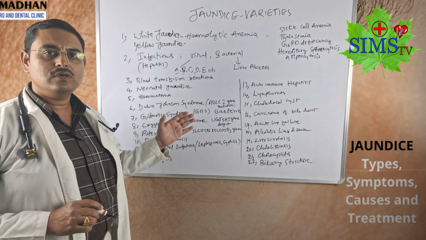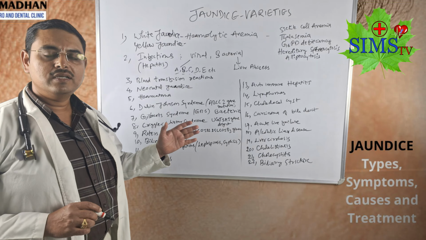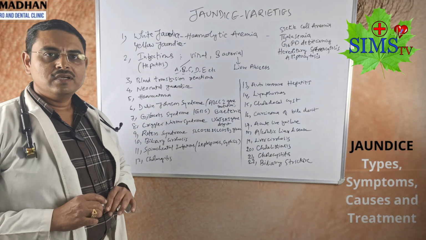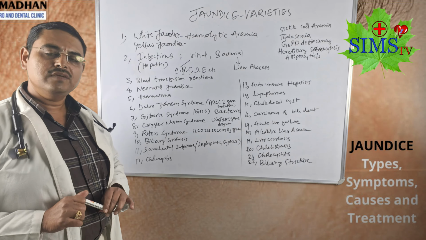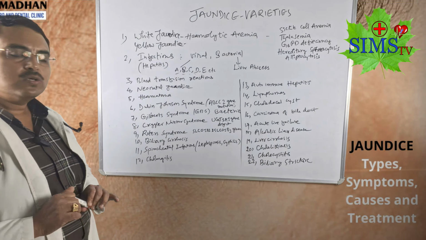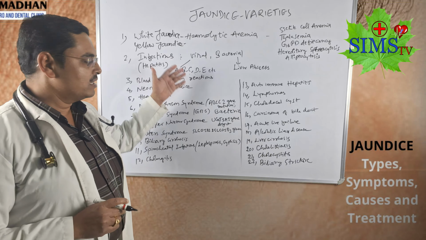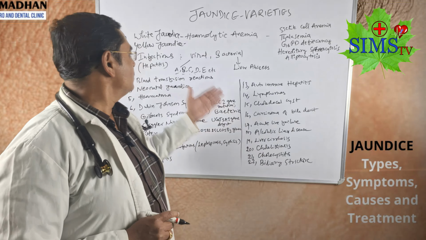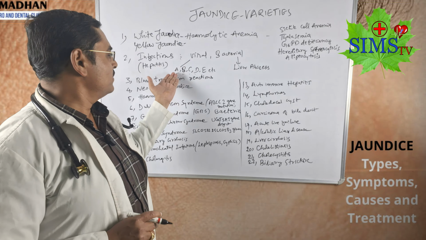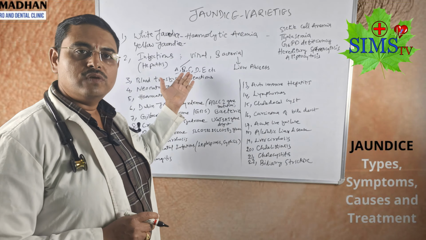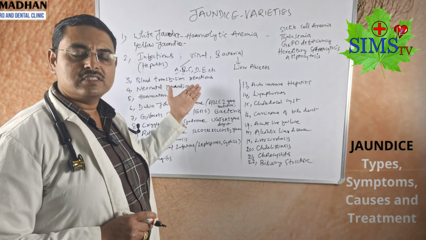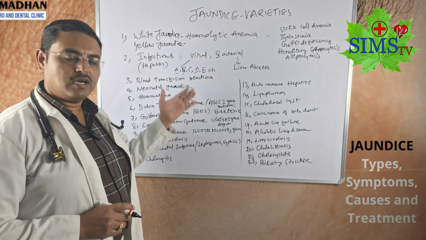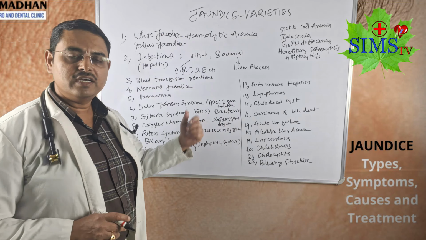I want to tell you about the varieties of jaundice. Many know about jaundice, but many don't know how many varieties of jaundice there are. Out of these, I have selected some important varieties, up to 22 varieties and more than that also, because there are many viral infections, known viral infections and unknown viral infections. You will know all these things.